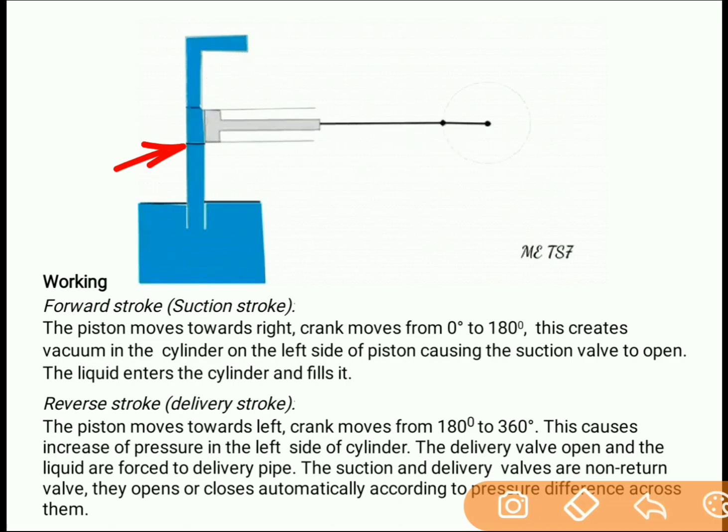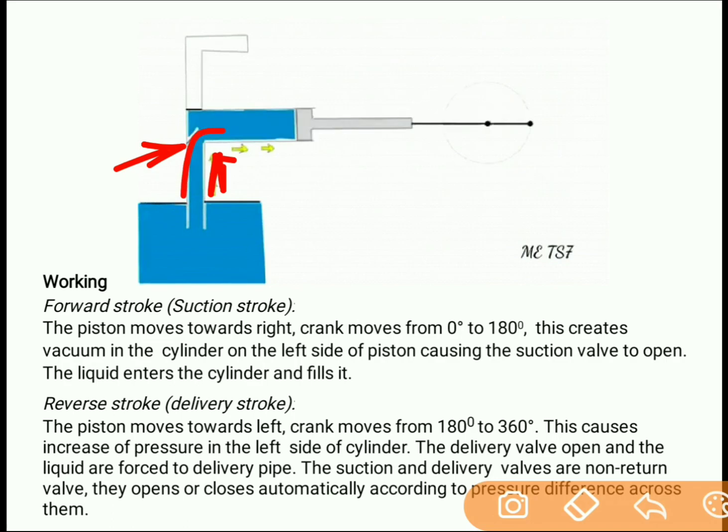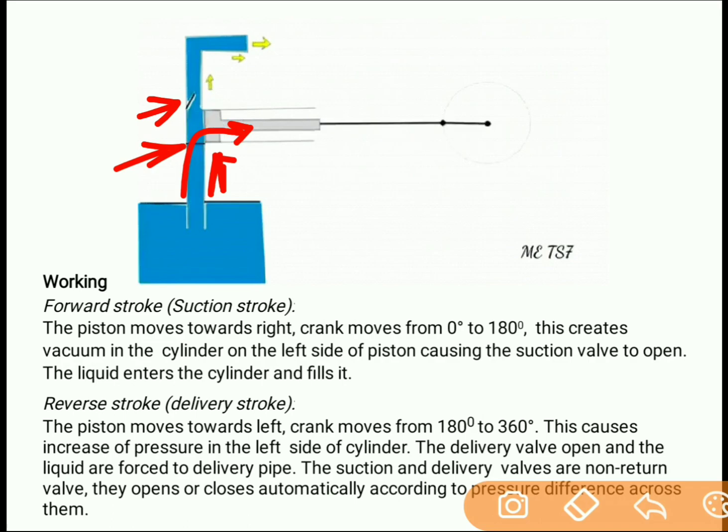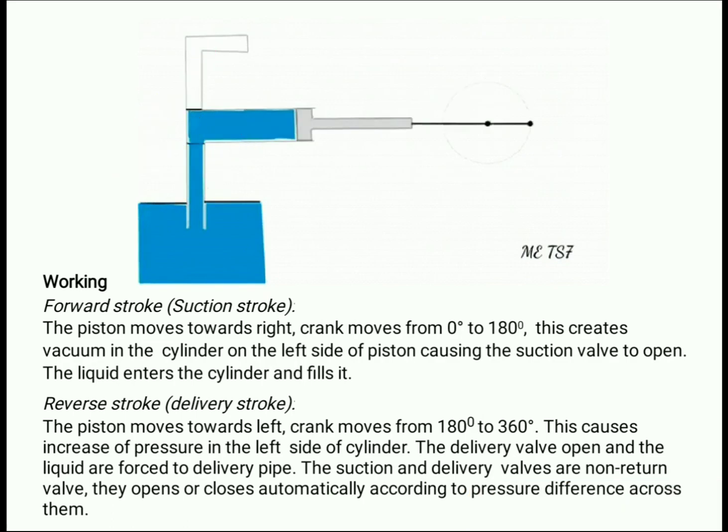Non-return valves are those valves in which liquid is transferred only in one direction. So in the suction valve, liquid is transferred in the upward direction, that is from suction pipe to the cylinder, and for the delivery valve, the liquid is only transferred in one direction, that is from cylinder to the delivery pipe. Now these valves are the pressure differential valves and they open or close automatically due to pressure difference across them.